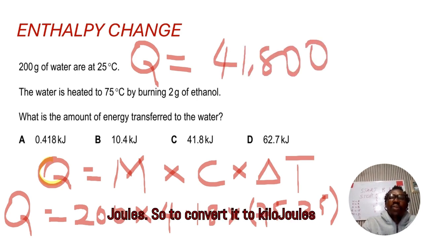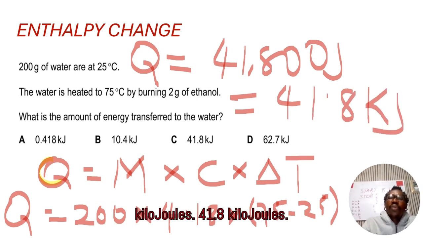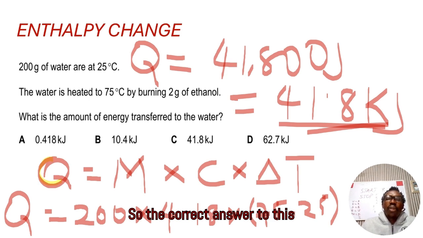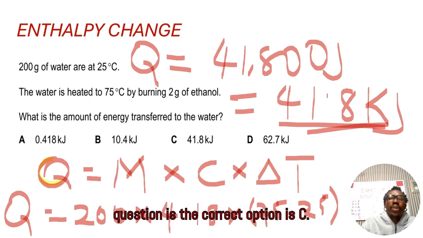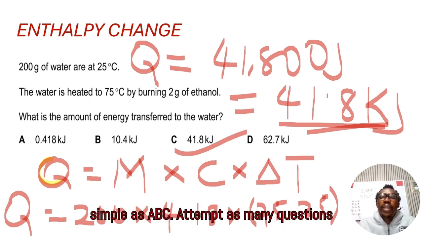41,800 what? Joules. So to convert it to kilojoules, divide by 1,000. So you have 41.8 kilojoules. So the correct option is C. C is the correct answer. So it's as simple as ABC.